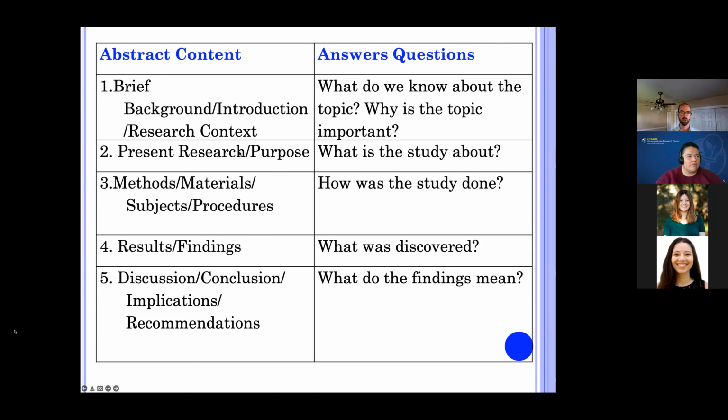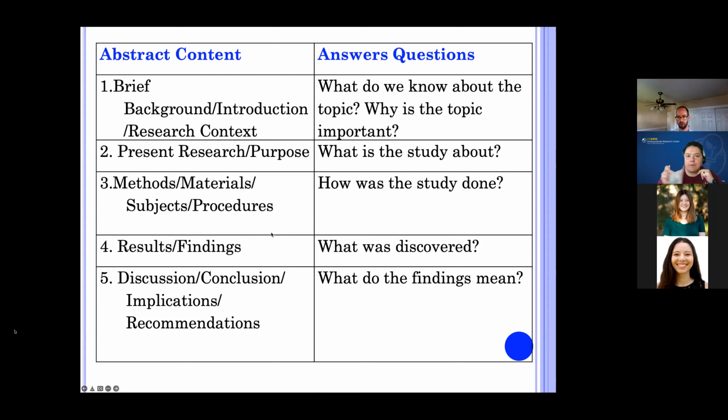So you're presenting your research purpose. What is the study actually about? The methods, materials, subjects, procedures, the nitty gritty details. You don't need to include a whole lot of specific details, but at least a basic overview is really helpful to help lend your presentation some reliability. It says, I actually know what I'm talking about if my materials are solid.